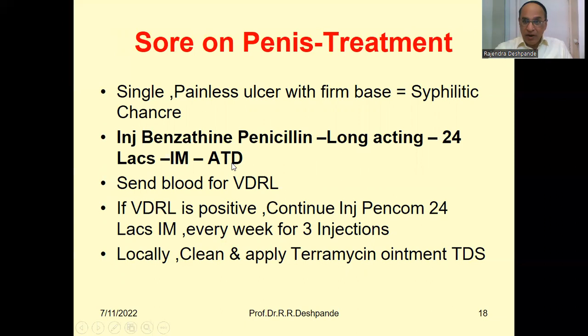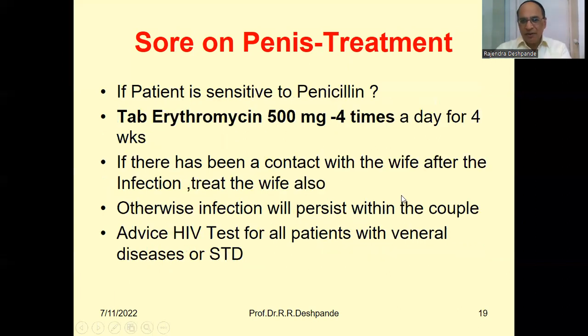Okay. Send blood for the VDRL test. This is a blood test. VDRL, Venereal Disease Research Laboratory, the name of the test. This is not a laboratory. This is the name of the test, VDRL. You have to write down VDRL. If VDRL is positive, continue the injection of benzathine penicillin, 24 lakhs IM every week, one injection for 3 injections. Locally, on the chancre, clean and apply terramycin ointment 3 times a day.